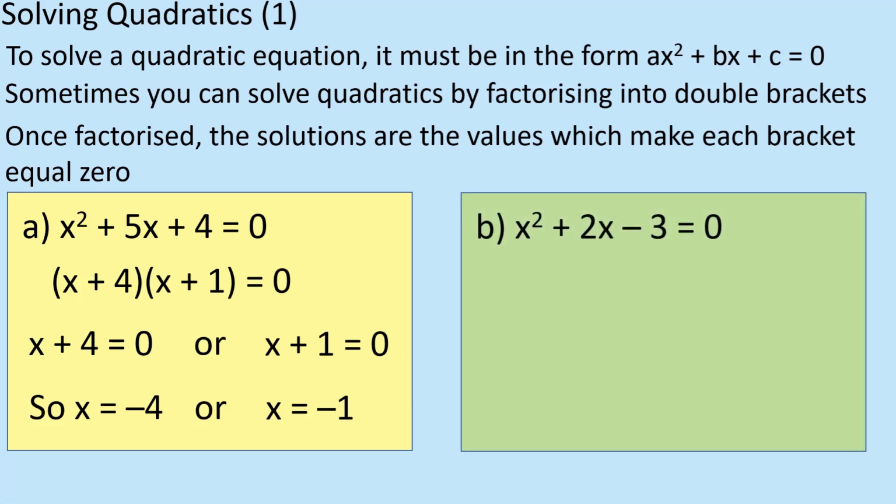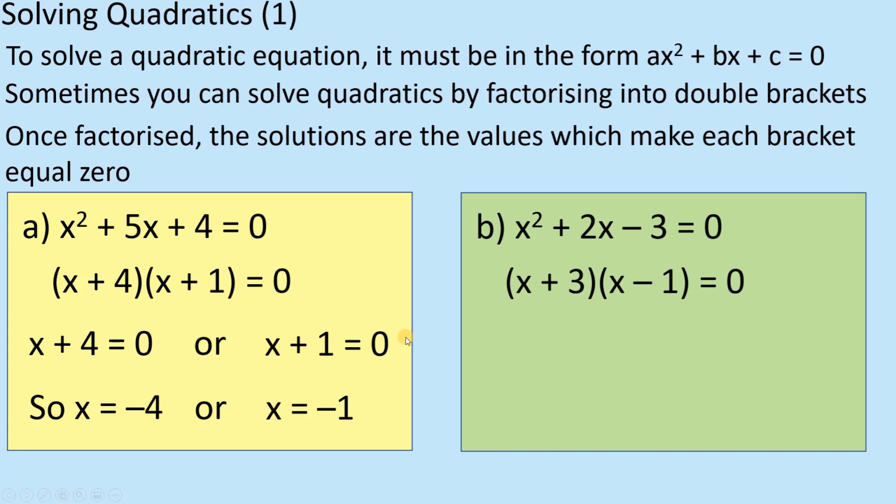Let's look at another example really quickly. You've got x squared plus 2x minus 3 equals 0. Factorising it is a little bit more awkward because of the minus. That means they're going to have different signs. So you're going to have x plus 3, x minus 1 when you factorise it.